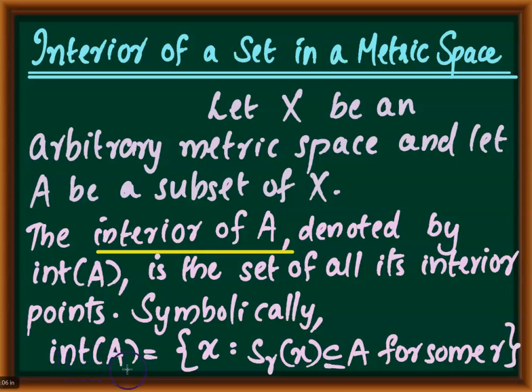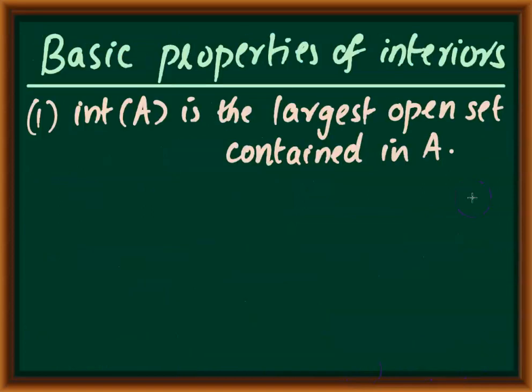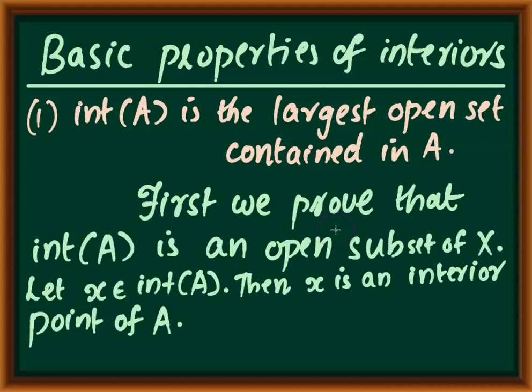Symbolically, interior of A is the collection of all points x such that some open sphere SR of X is contained in A for some R. Basic properties of interiors. Interior of A is the largest open set contained in A. To prove this property, first we must prove that interior of A is an open subset.